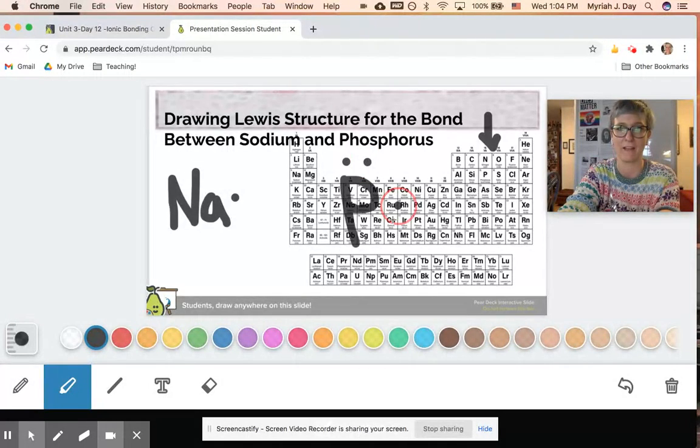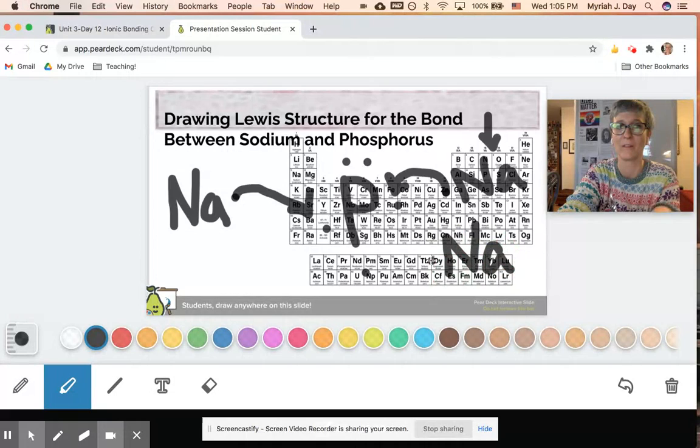So it's going to have 5. And sodium only has 1 to give. So then another sodium is going to show up to give away its electron to phosphorus, but phosphorus still needs another one. So it would have Na with an electron moving to phosphorus. So you'd have phosphorus with 3 arrows coming for it, and then the sodium giving away 1 each.